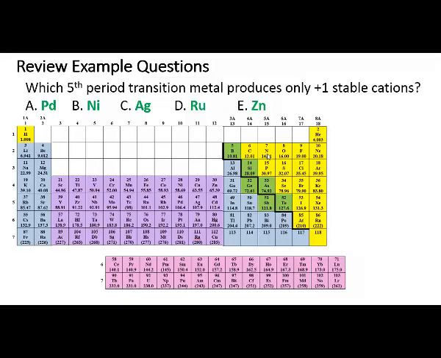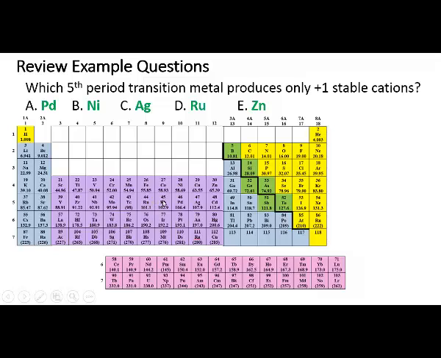So here's another question. Which 5th period transition metal produces only +1 stable cations? Now I said it's a transition metal, so we know we're going to be here in this purple block, right? And so that transition metal that forms only +1 stable cations in the 5th period, that starts at rubidium, right? So I'm looking over. Now quite a few of these we didn't have rules for, so we're going to assume they're going to form multiple different charge states, so that's not what we want.